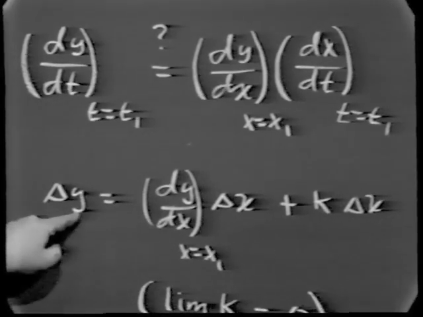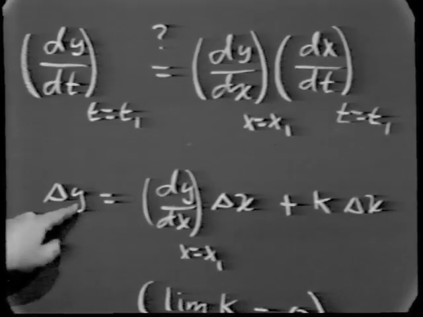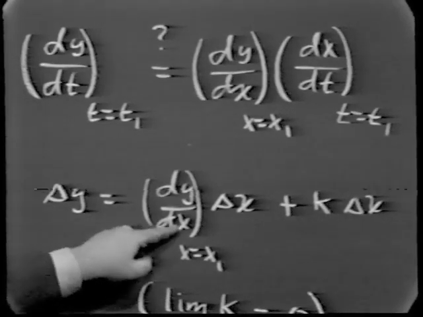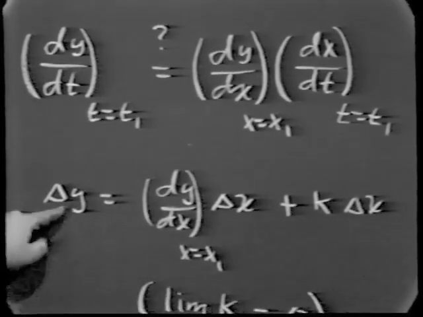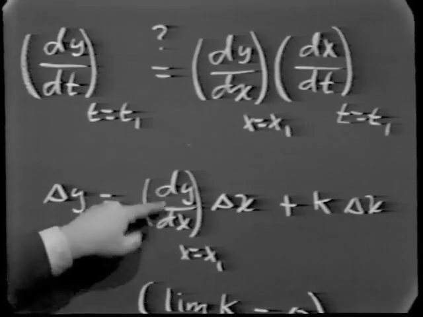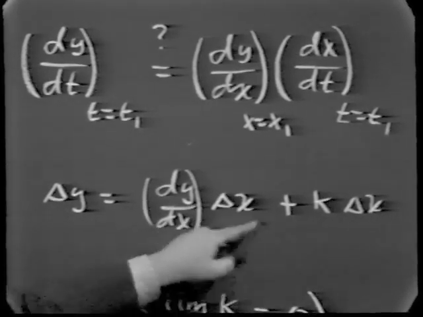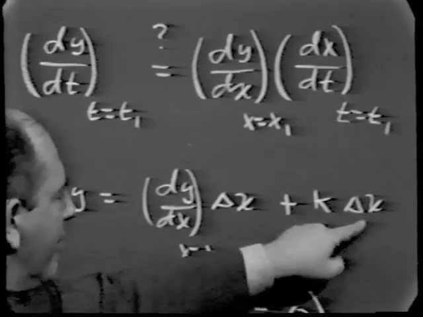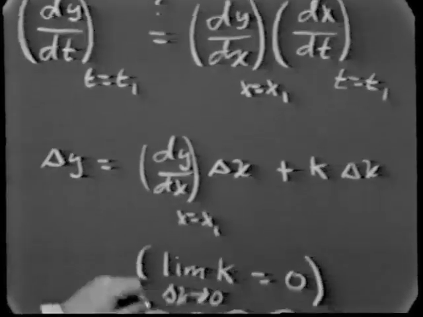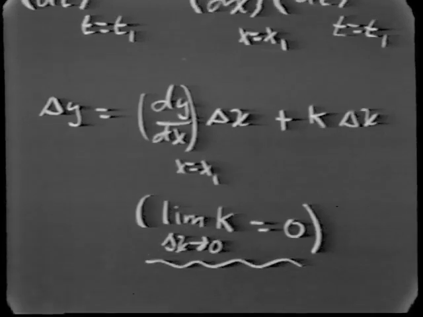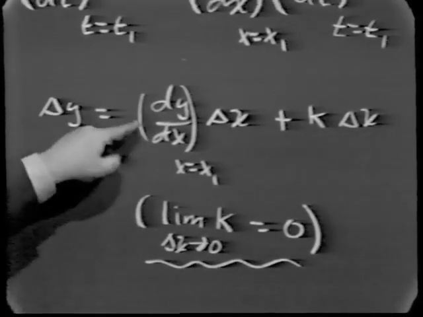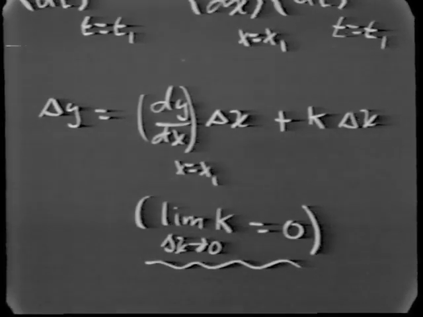And in terms of the lecture of last time, we saw that if y was a differentiable function of x at x equals x1, that delta y was given by dy/dx evaluated at x equals x1 times delta x plus k times delta x, and this is crucial now, where the limit of k as delta x approached 0 was 0. Now you see, this recipe here is ironclad.